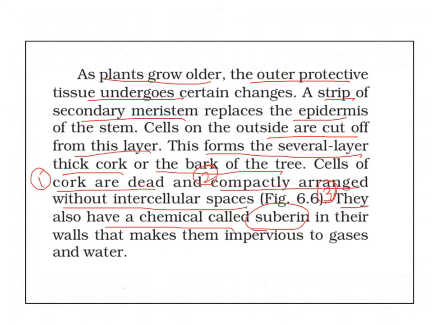What do we call that chemical? That chemical is called suberin. And because of this chemical, it prevents loss of water and gases. ये जो chemical है जो present होता है, ये पानी और gases के loss को रोकता है. It does not allow the gases and water to move out of the plant. Okay? So cells are dead. They are compactly arranged. They do not have any intercellular space. And these cells contain a chemical called suberin, which prevents the loss of water and gases from the plant. Clear? Is it clear to everyone?